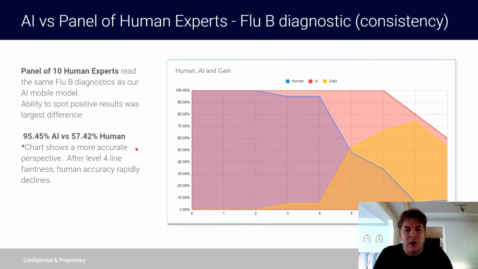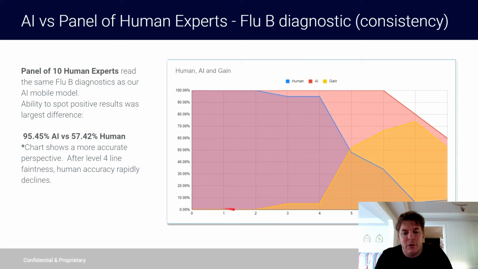This is some internal study we did. So this is a flu diagnostic, and we had a panel of 10 experts reading it, and it was compared to our AI interpretation. And the results, numbers were 95% versus 57% accuracy, but the numbers don't really tell the full story. This chart over here tells you a lot more of what happened.